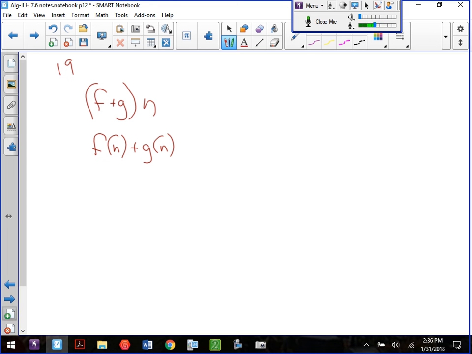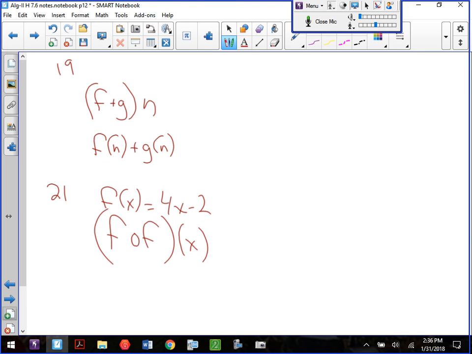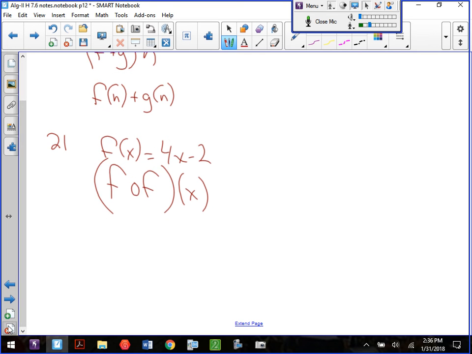Same idea if you look at 21. 21 says f of x is 4x minus 2. What is f of x? If you look at it on that little circle, it means the exact same thing as f of x. Sometimes the nomenclature gets changed. I think that's how I typed it because it was what the review that I made real quick looked like. So I want to make sure you see the same ideas.